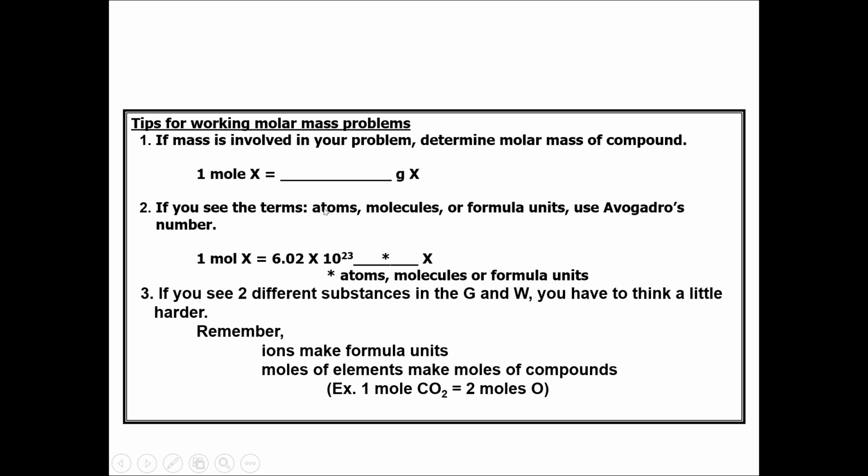Anytime you see the terms atoms, molecules, or formula units, we're going to use Avogadro's number. 1 mole is equal to 6.02 times 10 to the 23, and then depending on what substance X is, we can insert the term atoms, molecules, or formula units. They're all really similar to each other. It just depends on what substance X here actually represents.